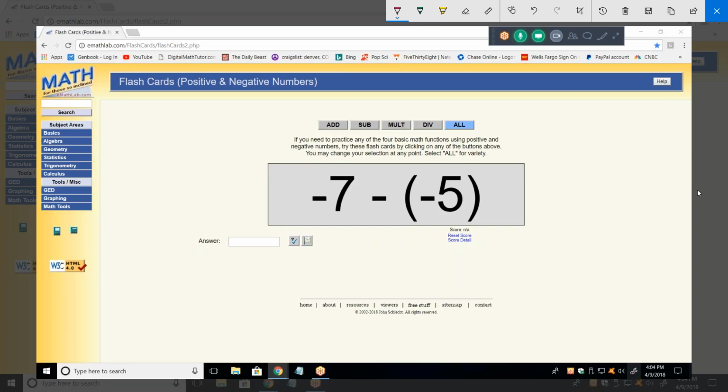Which negative sign is the subtraction sign? The middle one. So I'm going to change that to addition. And the moment I do that, I have to change the sign of whatever follows to the opposite of what it was. Now the problem is -7 plus 5. What's that? Oh, so -2. Yes.